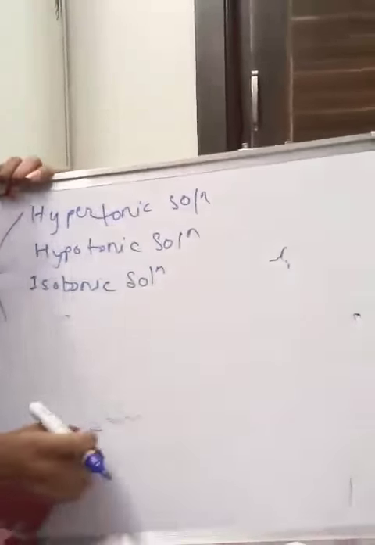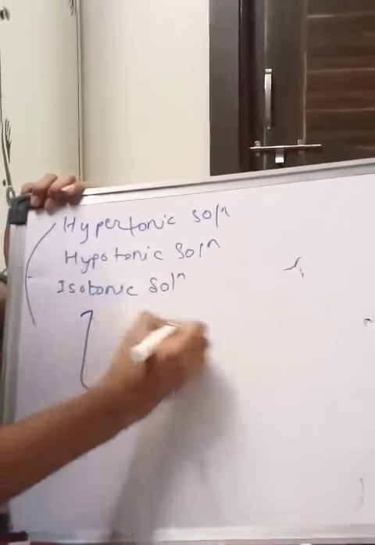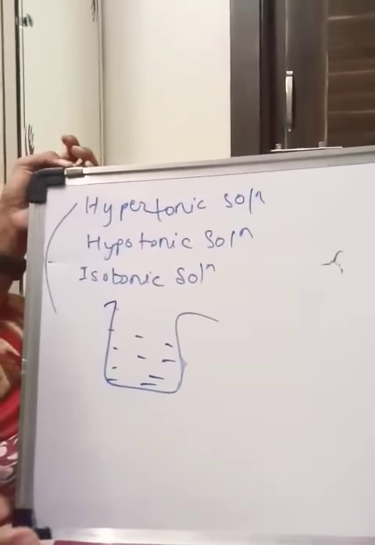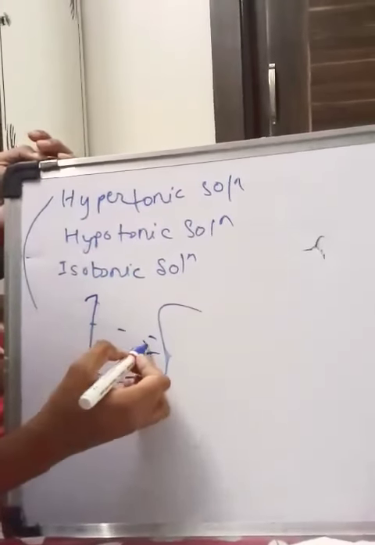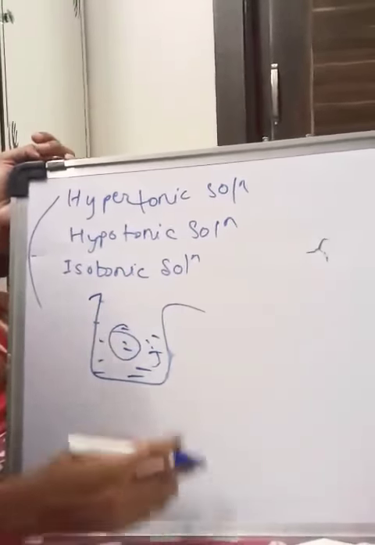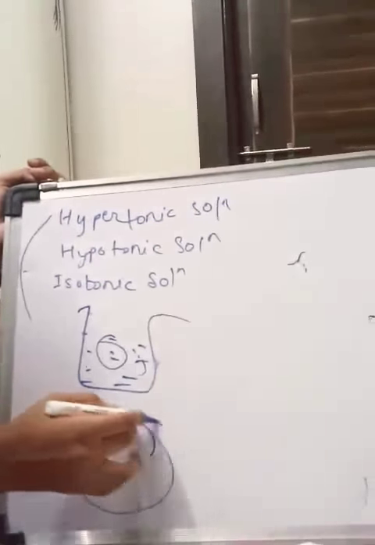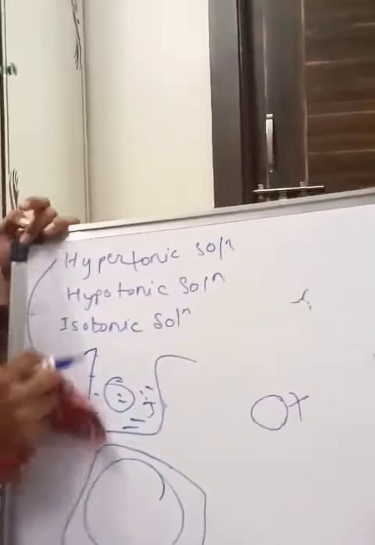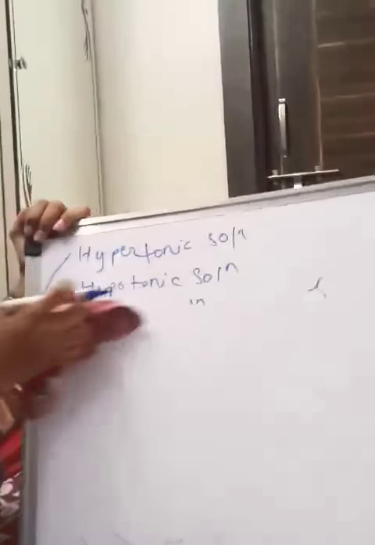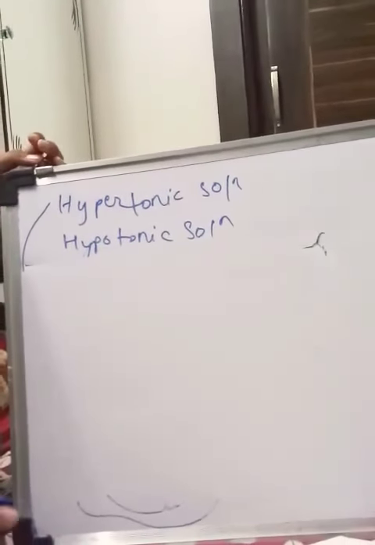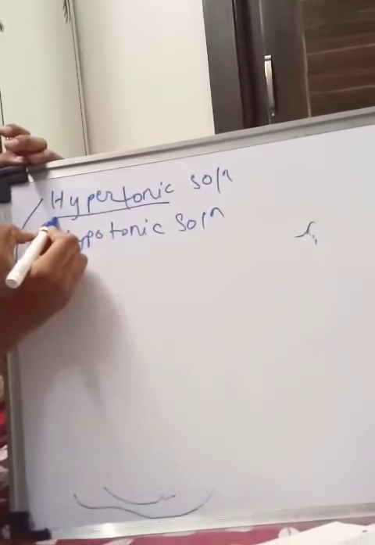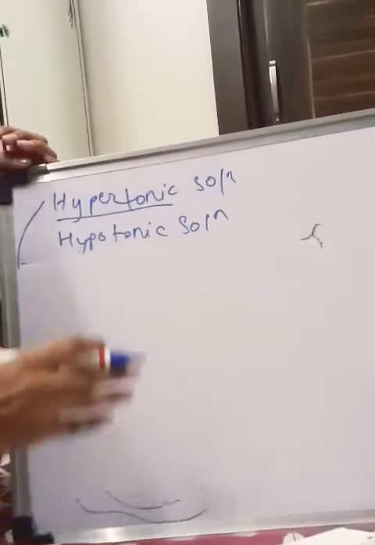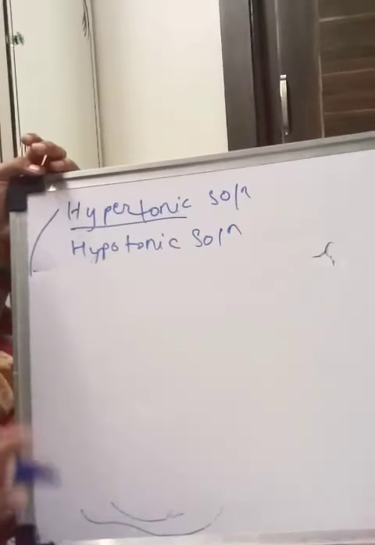In a hypotonic solution, the concentration of water outside the cell is high, meaning there is more water outside the cell compared to the inside of the cytoplasm. That's why water will move inside the cell. In a plant cell it will become turgid, and in an animal cell it will burst. In an isotonic solution, no change will occur because the concentration is equal to that of the cytoplasm. So let's revise. Hypertonic solution means the outer concentration is higher, meaning water is low as compared to the cell. Hypotonic means the outer concentration is lower, meaning water is higher.